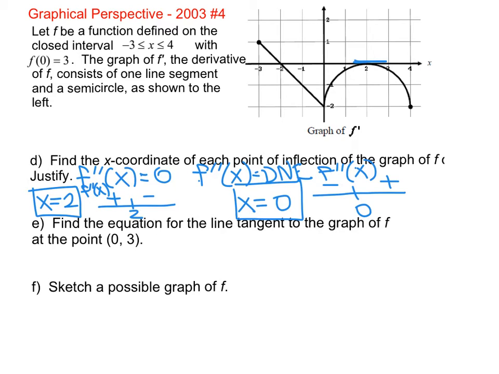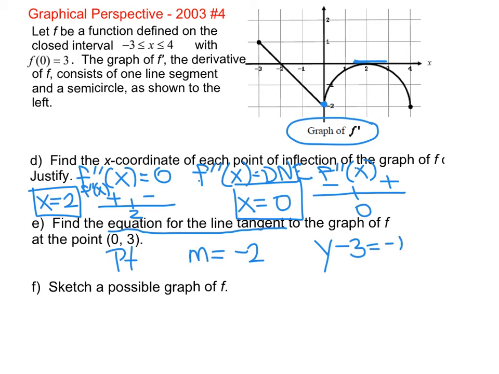Okay, part E, find the equation for a line that is tangent. Well, we all know for an equation of a line, we need a point. Yay, they gave me a point. And we need a slope. Well, luckily, they gave us the slope graph, right? Because they gave us the graph of f prime. So what is the slope at 0? Well, the value at 0 is negative 2. So the slope of f is negative 2. So my equation is y minus 3 is equal to negative 2 times a quantity x minus 0, which would be y minus 3 equal to negative 2x.